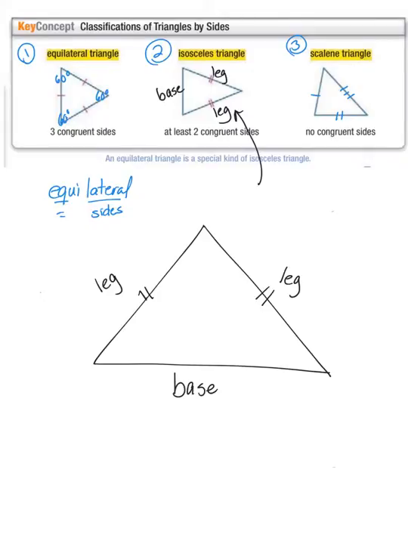Please remember that the angle formed by the 2 congruent legs is called the vertex angle.